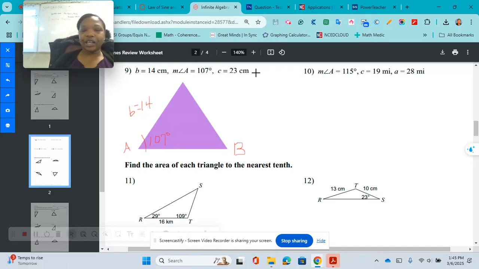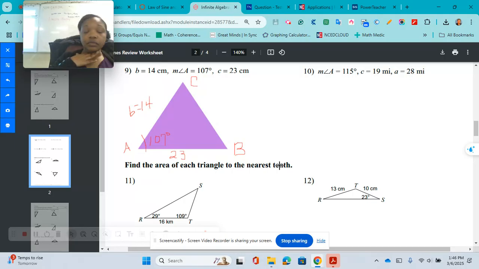And the last thing they said is that the length of C is 23 centimeters. So this has to be angle C, so that the length is only 23 centimeters. Now looking at this, are we able to use the law of sine? No. Good. We're not able to use the law of sine. We'll have to use the law of cosine, and we only have one angle. All right?